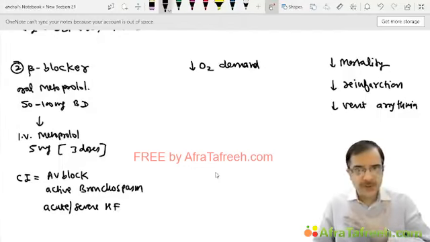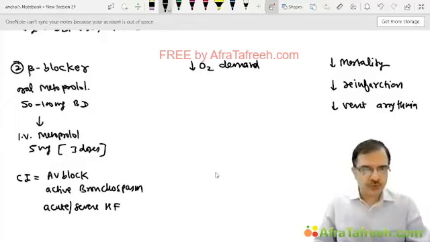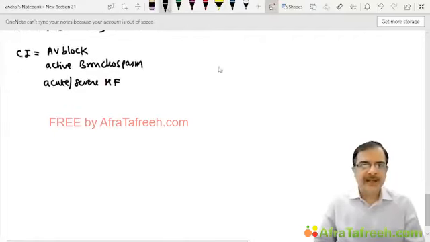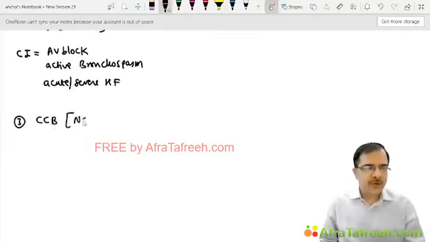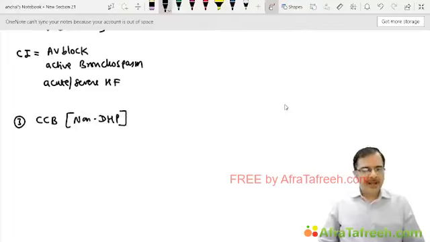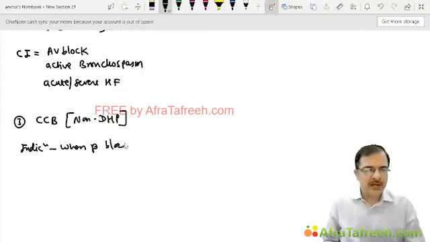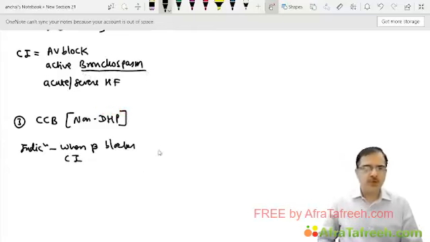So what should be done if the beta blockers are contraindicated, especially if a patient has active bronchial asthma? In that case, calcium channel blockers will be useful. So the number 3rd agent as anti-ischemic therapy is calcium channel blockers. These are non-DHP agents. The main indication of giving the CCB is when beta blockers are contraindicated, especially bronchospasm.